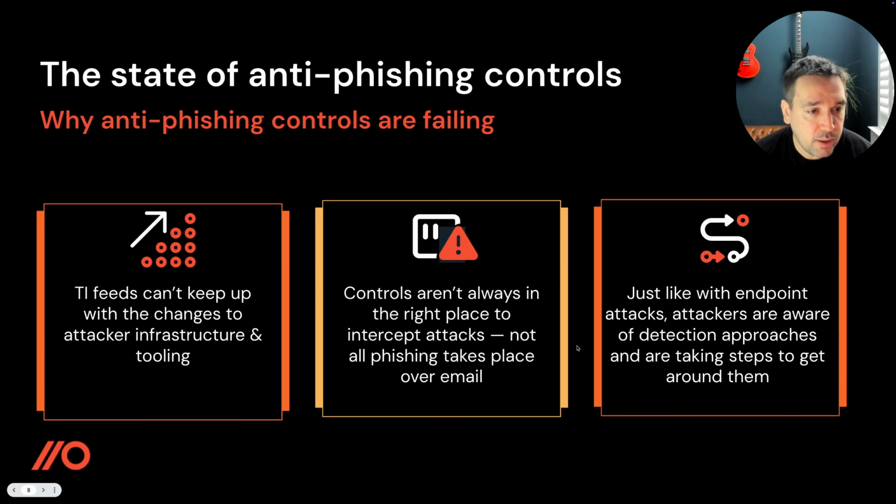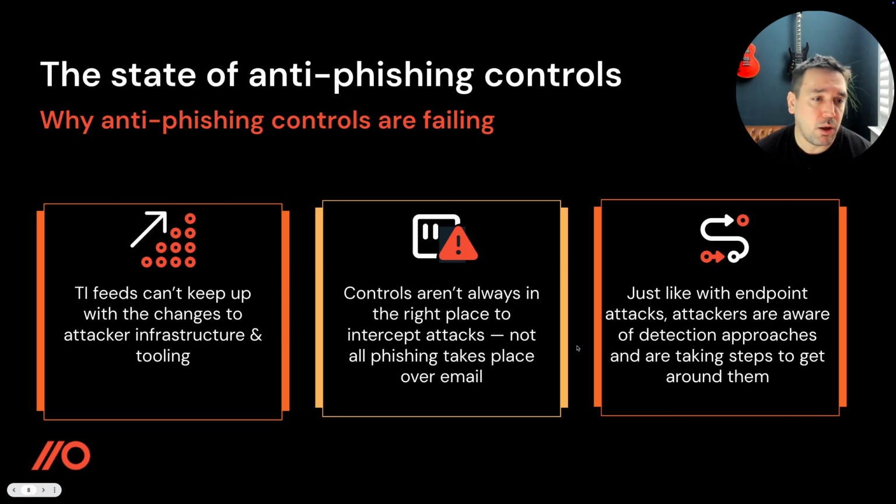So the question is why are they failing? I've alluded to certain aspects of this, but TI feeds, for example, the problem is that they just can't keep up with all the changes to attacker infrastructure and tooling. They're based on things that have already been identified as malicious and then added to lists. So they are a good control to have in place, like a first layer of defense, but there are so many toolkits out there, so many different domains hosting things. It's always a more backwards looking approach that's protecting you against whatever's been identified already.